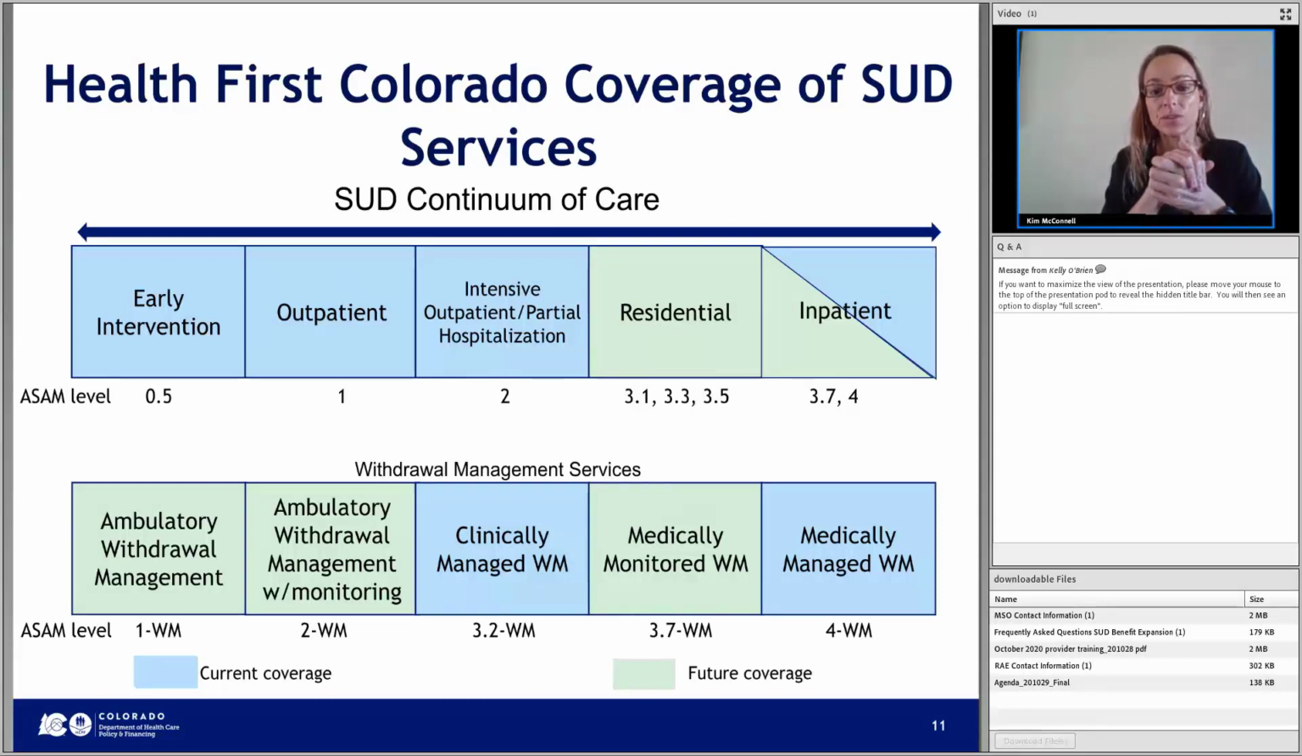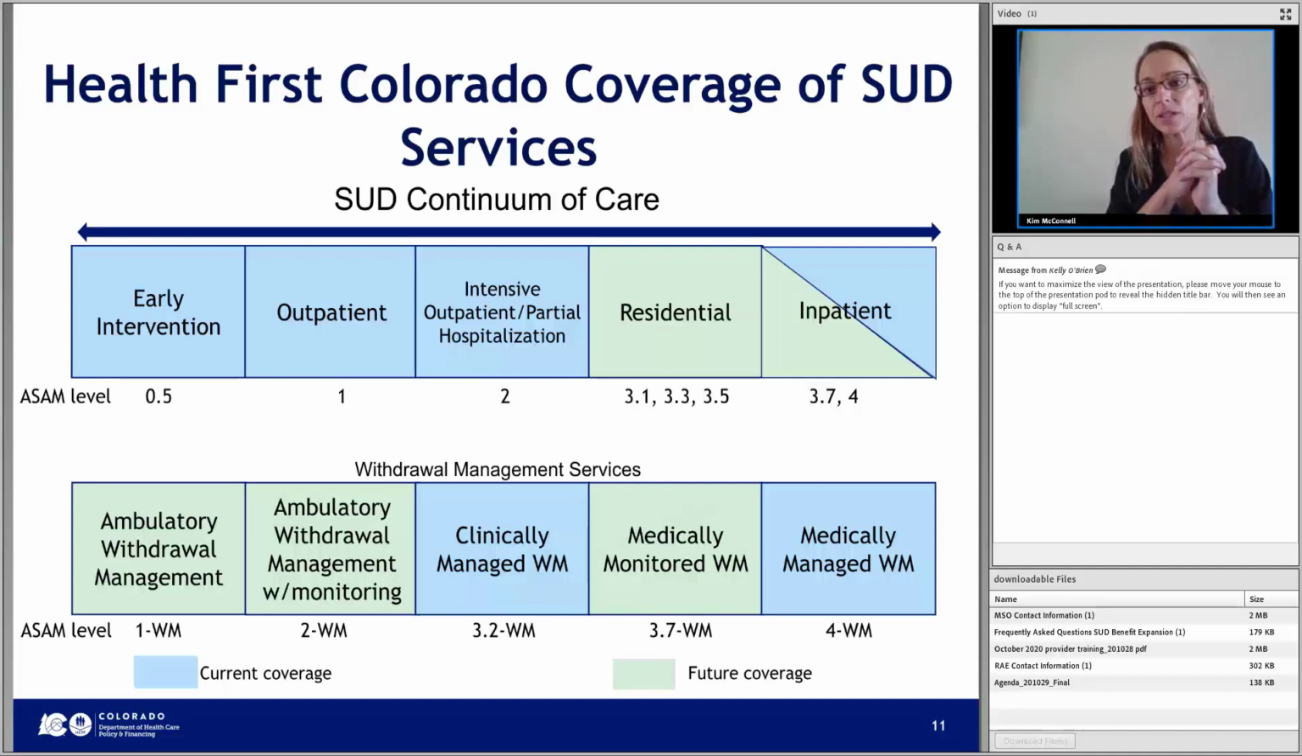Right now, those services are funded for Medicaid members and uninsured or underinsured individuals in Colorado through the Office of Behavioral Health's block grant, and that money, the SAMHSA block grant dollars, flow through the Office of Behavioral Health, and those services are managed through OBH's MSOs, or managed service organizations, who you'll hear from later on today.